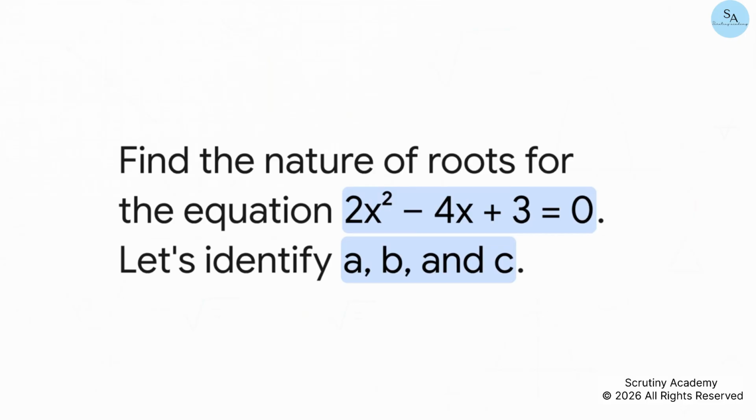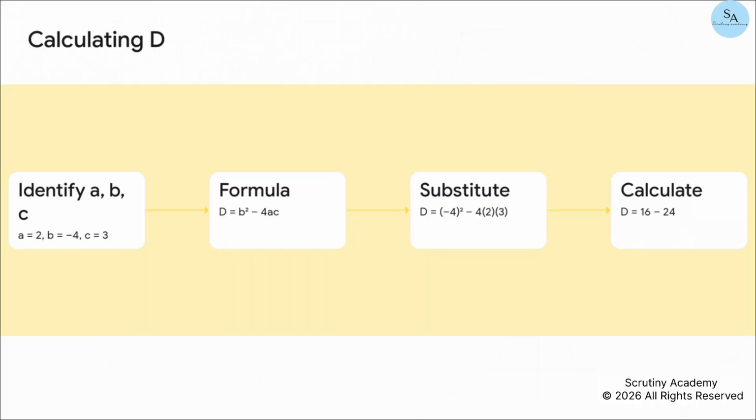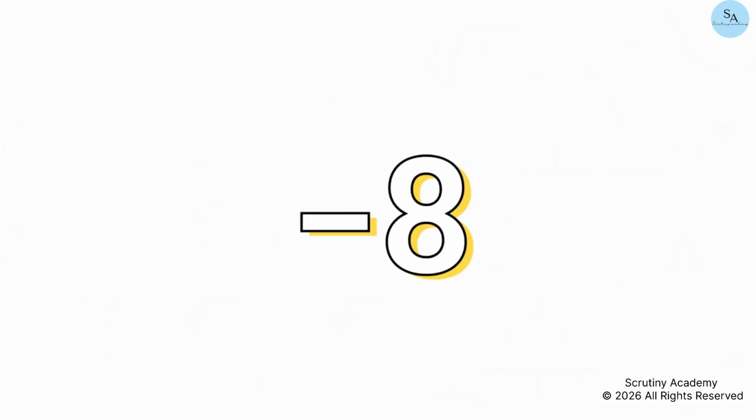Always, you've got to identify your a, b, and c. So in this case, a is 2, b is minus 4, and c is 3. Got it? Okay, now we just take those numbers and plug them straight into our discriminant formula. D equals b squared minus 4ac. Now be really careful with the signs here. So we get negative 4 squared minus 4 times 2 times 3. That works out to 16 minus 24. And what does that give us?